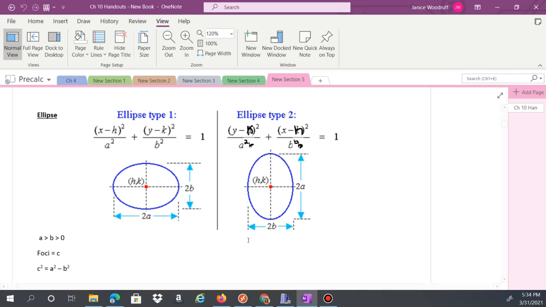Whichever axis is bigger, that's the major axis. They're not going to be the same because it's not a circle. If they were the same, it would be a circle. When the center of the ellipse is 0, 0, there's no h and k. So it would just be x squared over a squared, y squared over b squared, or y squared over a squared, x squared over b squared. So what you're going to look for is what comes first in the equation, x or y. That'll tell you the axis of the ellipse, and then you'll look for the center.